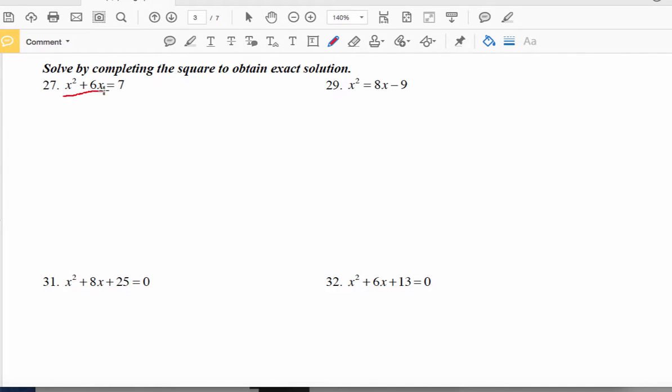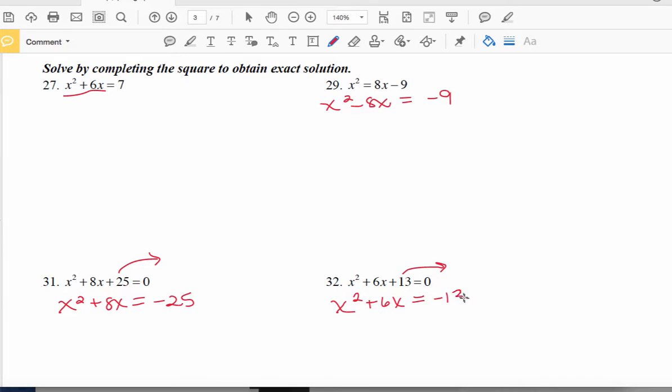So number 27 is ready to roll. Number 29, you are going to need to move the 8x over with the x squared by subtracting it from both sides, and now it's ready to roll. For number 31, you actually have to move the 25 over to the other side. So you have x squared plus 8x is equal to negative 25. And then same thing for number 32, you have to move the constant term to the other side to get your x terms alone. And then all of these are ready to go.